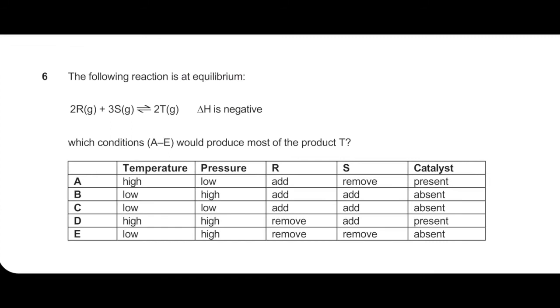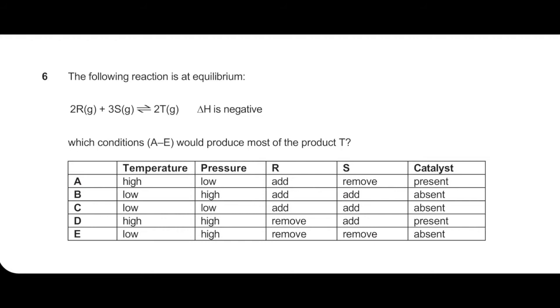Question number 6. The following reaction is at equilibrium. 2R plus 3S goes to 2T, and this is a reversible reaction and the enthalpy is negative. Which conditions A to E would produce the most product of T? So this question is assessing your knowledge of yields. Do not get confused between yields and rate.